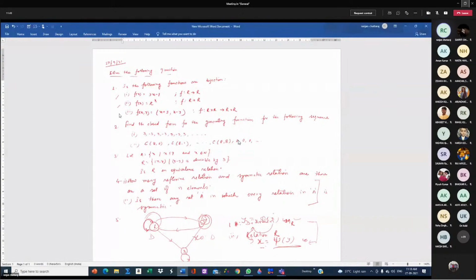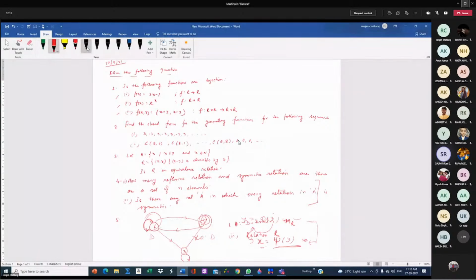All three are of different kinds. The first one is bijective. The second one is not bijective, sir. Why not bijective? Sir, onto is not possible, because when we put the value of x, then it will come to infinity, I guess, sir.